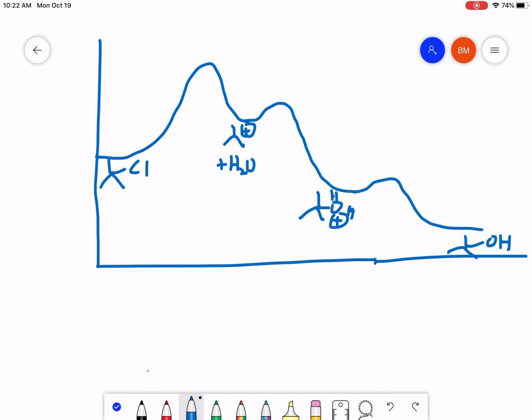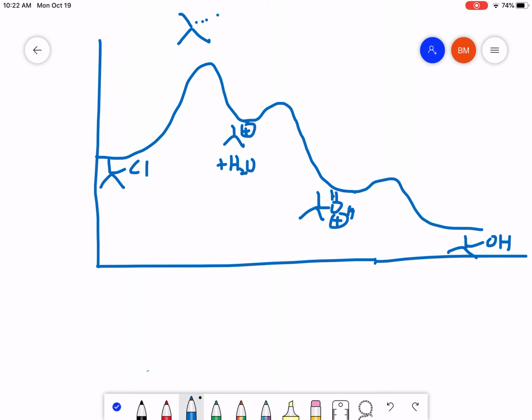What are you doing? You're actually just breaking the bond between Cl and carbon. That's all you're doing, right? So, you need to show that. You don't have to worry about the nucleophile because it's not doing anything yet.